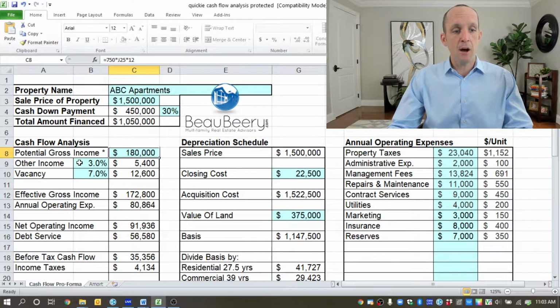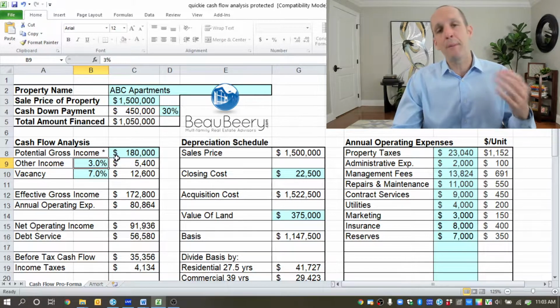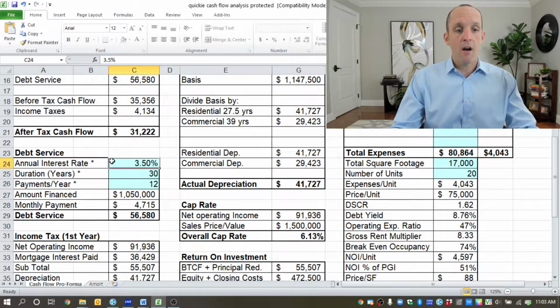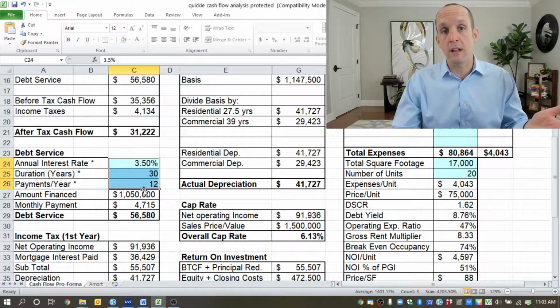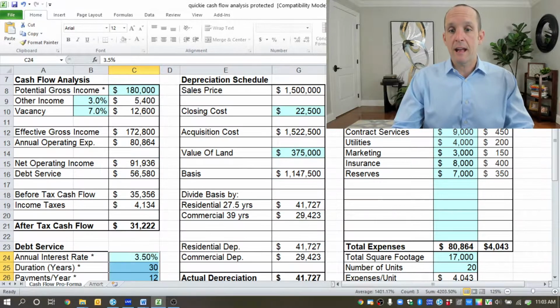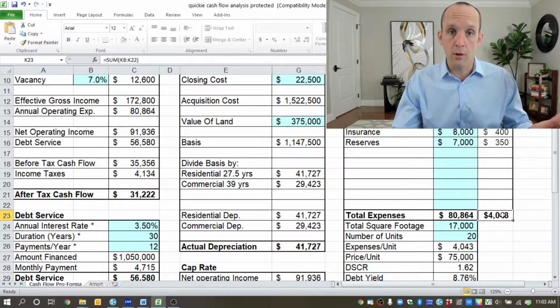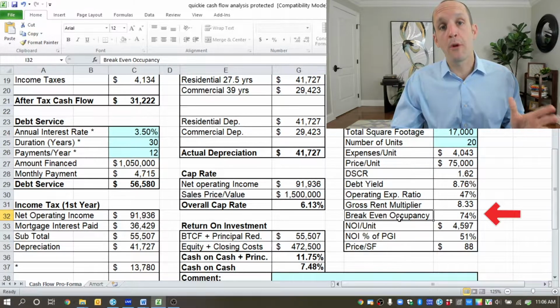Here's our income, our other income, which would be application fees, pet fees, move out fees. Here's our vacancy, our debt terms. We're gonna assume a 3.5% 30-year amortization. And here's our expenses, which add up to $80,000, which is about $4,000 per unit per year. And of course, we have our break-even occupancy.